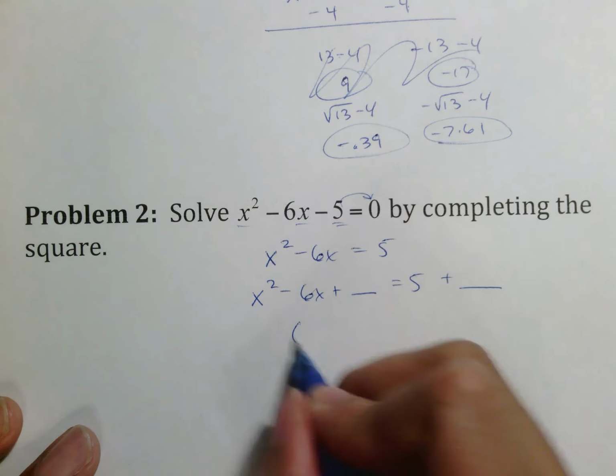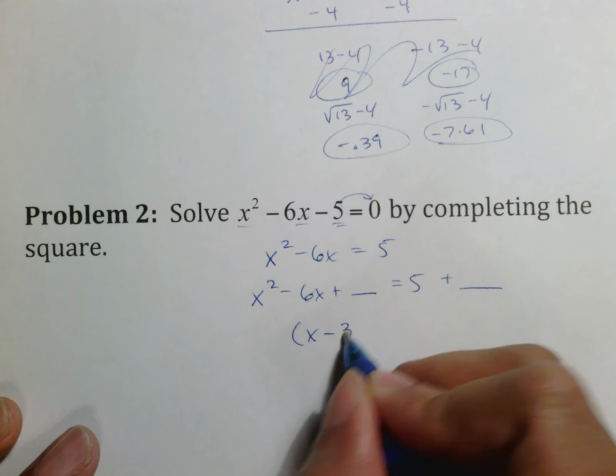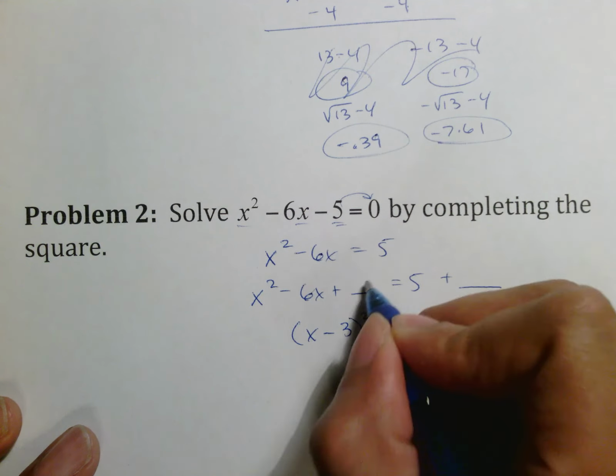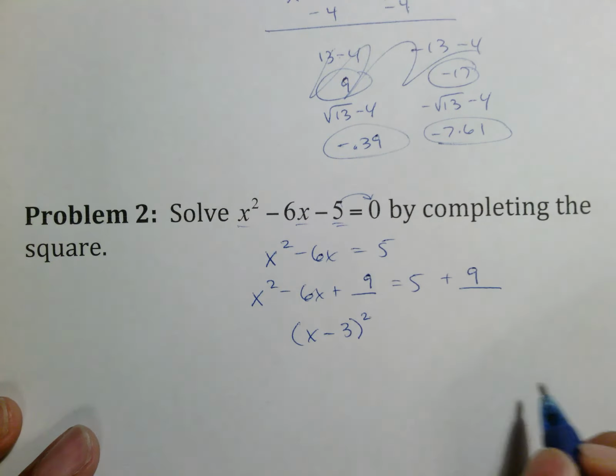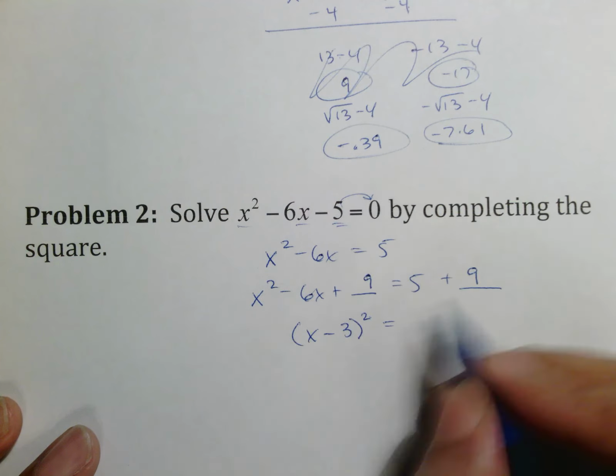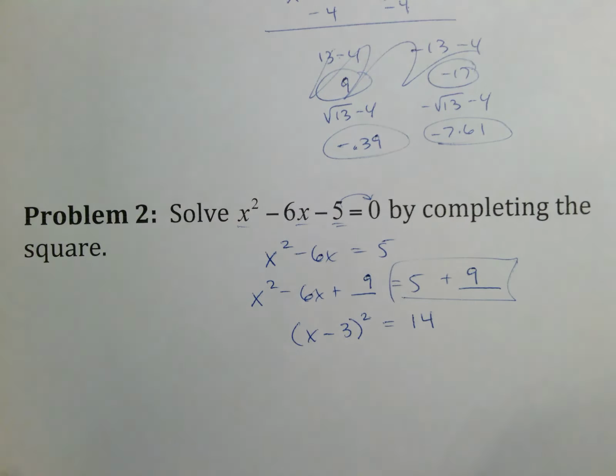We put this in factored form, being x minus half of 6 is 3. 3 squared makes 9, which means 9 also goes up here. This is already done, but this turns into 14 when we simplify that piece over there.